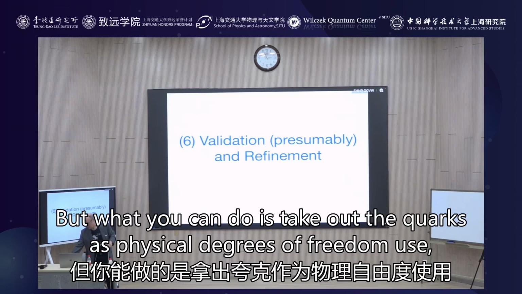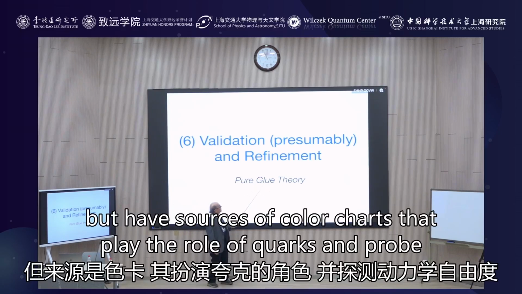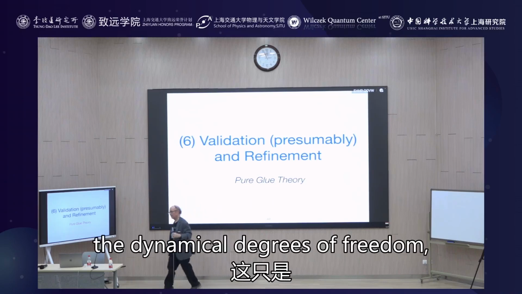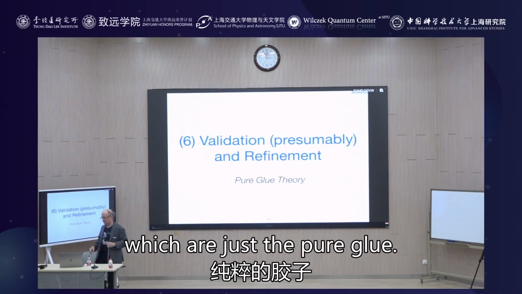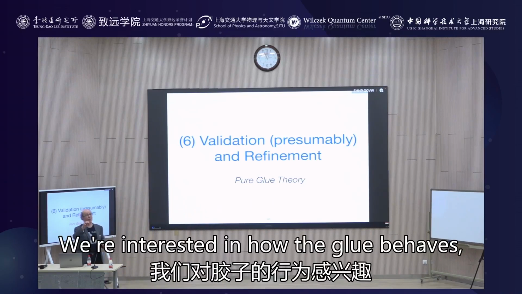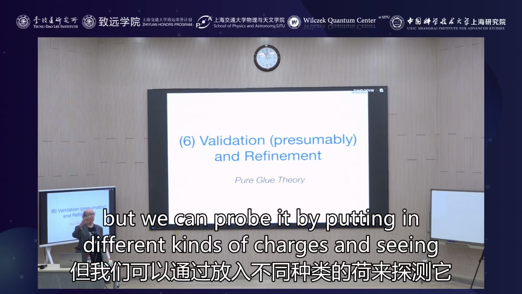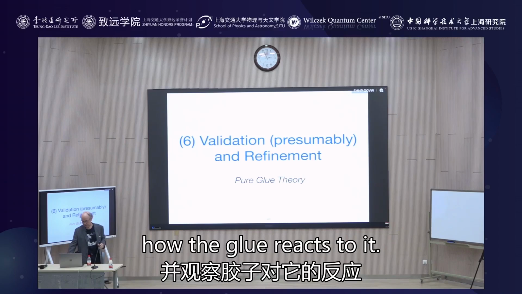But what you can do is take out the quarks as physical degrees of freedom, but have sources of color charge that play the role of quarks and probe the dynamical degrees of freedom, which are just the pure glue. So we're interested in how the glue behaves, but we can probe it by putting in different kinds of charges and seeing how the glue reacts to it.